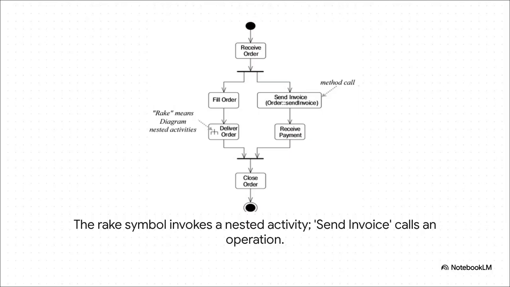In this example, see that little rake symbol on deliver order? That's the clear indicator of a call behavior action. It means this step actually kicks off a whole separate, more detailed activity diagram. Send invoice is slightly different. It's a call operation action, which means it's calling a specific method on that order object.